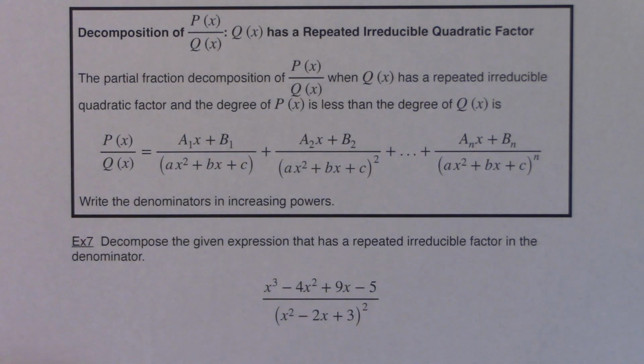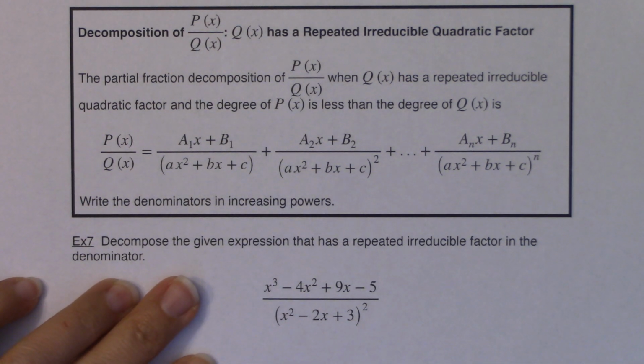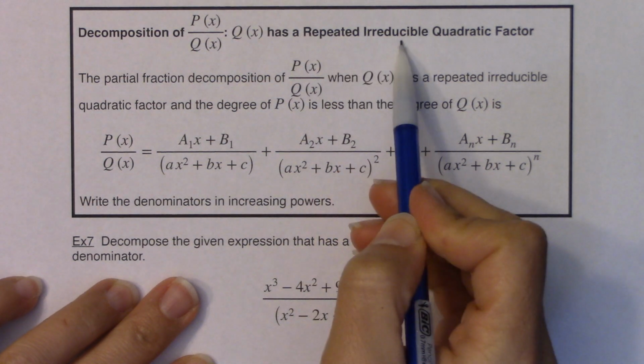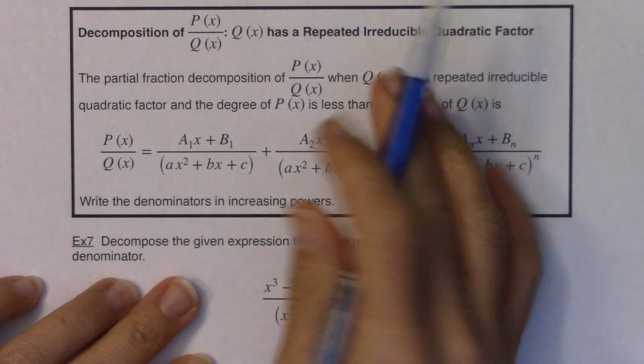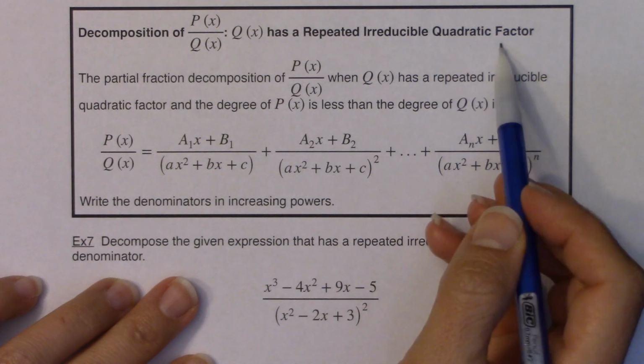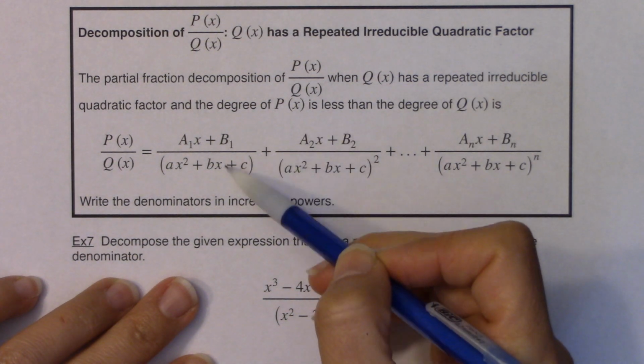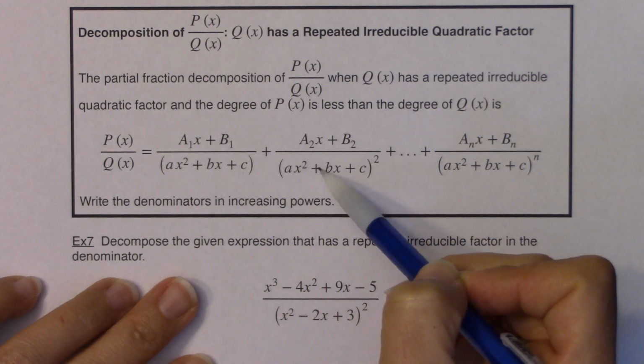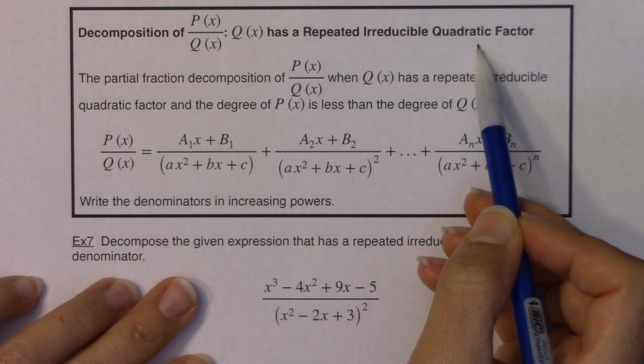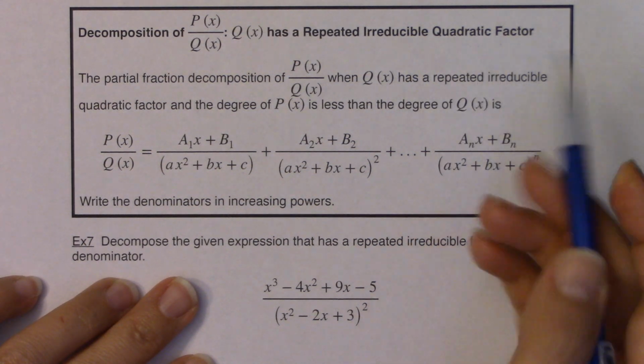Folks, welcome to example 7. So now we're going to take a look at what we do when we have repeated irreducible quadratic factors. Much like when we had repeated linear factors, we just create fractions for each power of that irreducible quadratic factor. All right, so let's play this out.